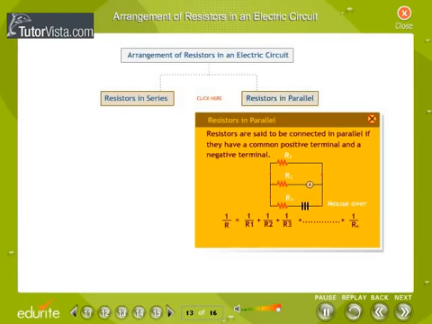Resistors in parallel. Resistors are said to be connected in parallel if they have a common positive terminal and a common negative terminal. Effective resistance of a circuit when resistors R1, R2, R3 until Rn are connected in parallel is given by the relation 1 by R is equal to 1 by R1 plus 1 by R2 plus 1 by R3 plus until plus 1 by Rn.